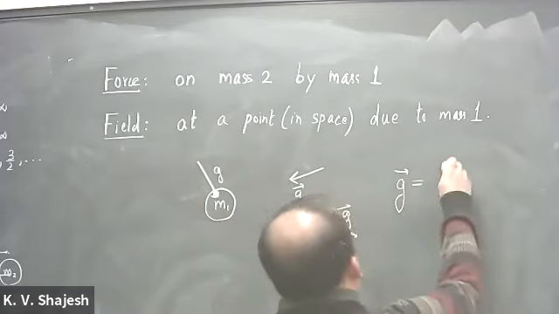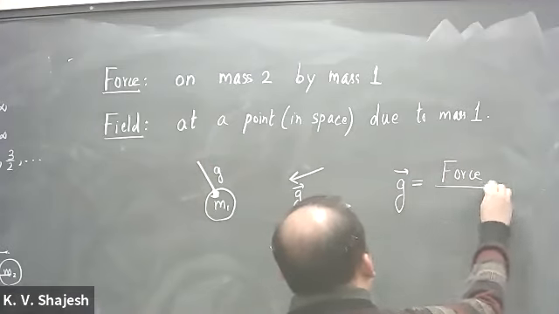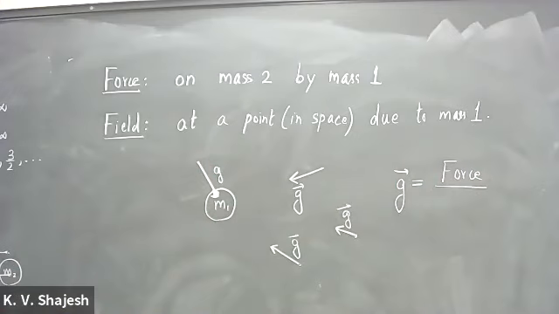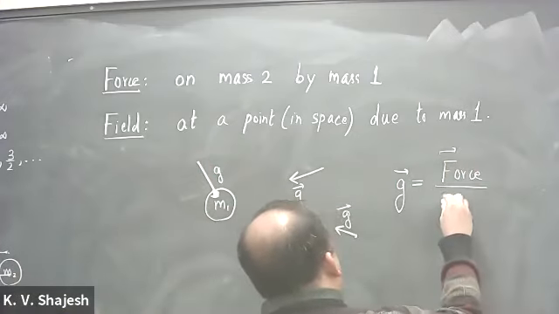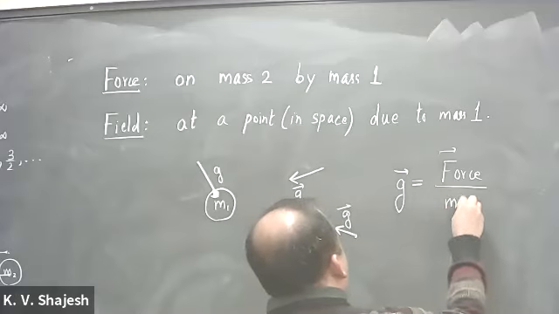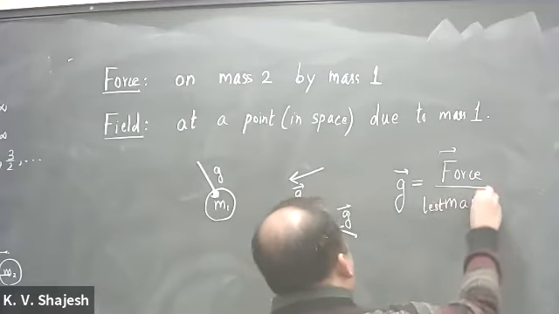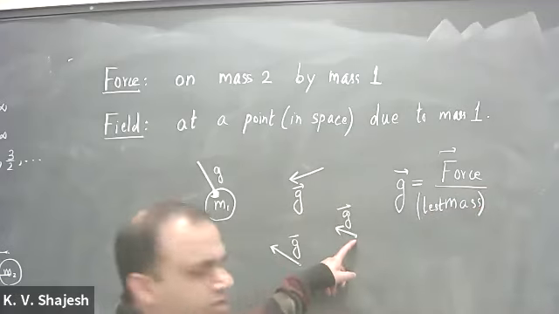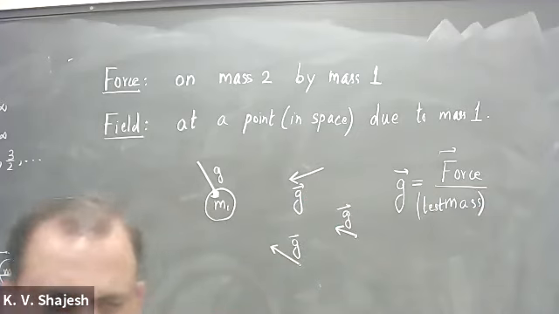If you were to think of G, you will think of it as the force a test mass, right? Force a mass would experience. We don't have that mass. So this is a test mass, an imaginary mass if you want. If you were to place a unit mass there, that's the amount of force it will experience.